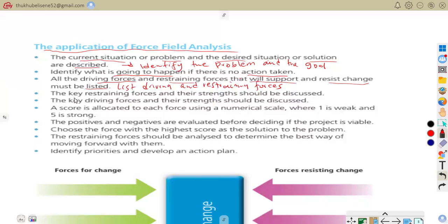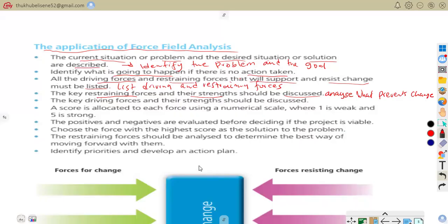Also, it says the key restraining forces and their strengths should be discussed. So discuss restraining forces. It means analyze what prevents change. Maybe, for example, lack of funds slows progress.